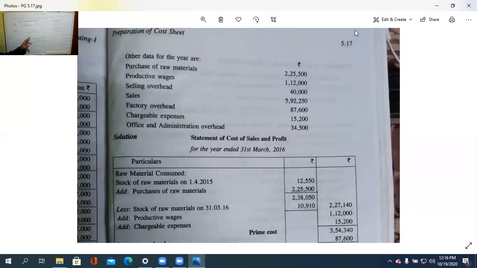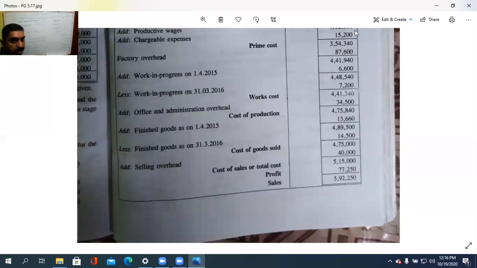Then productive wages is there in the question. Then chargeable expenses also there in the question. Then PC is there. And what factory overheads with regard to this. How much is the factory overhead? It is 87,600. So that is factory cost we are getting. So how much is this one? It is 441,000. So 4,41,940. This is the factory cost.